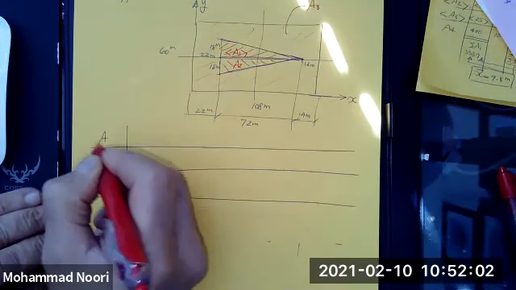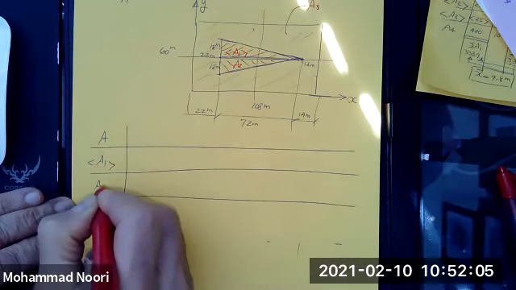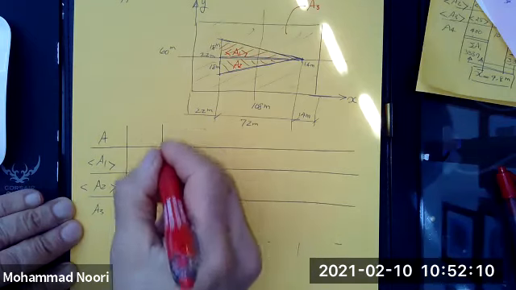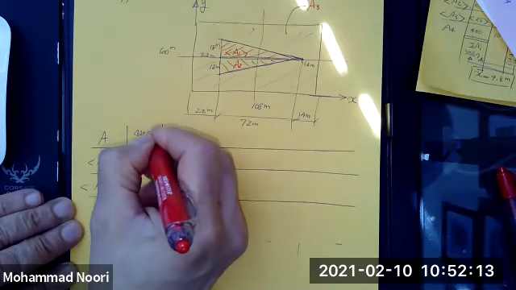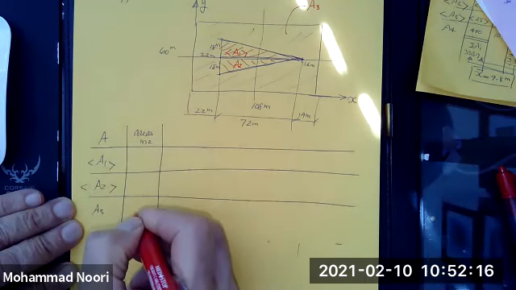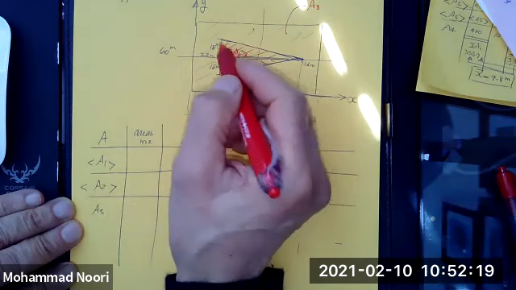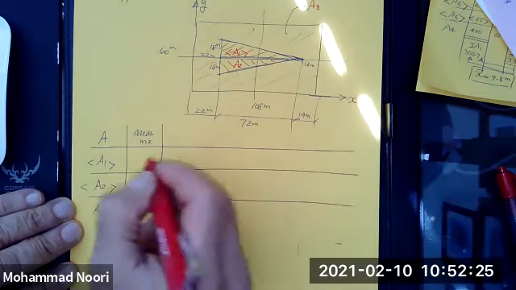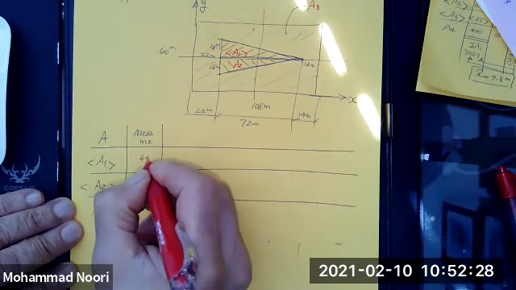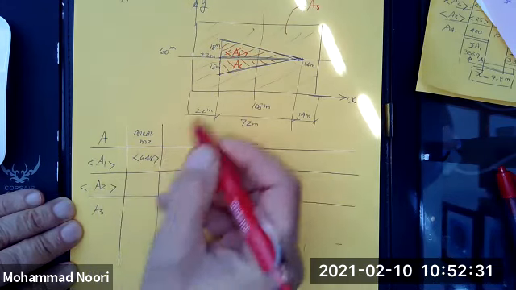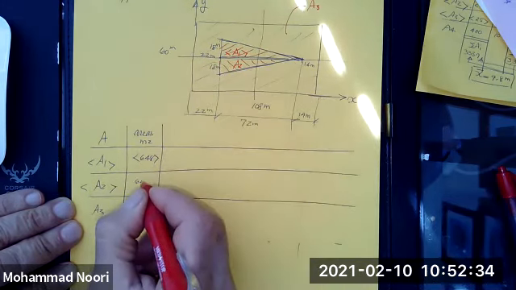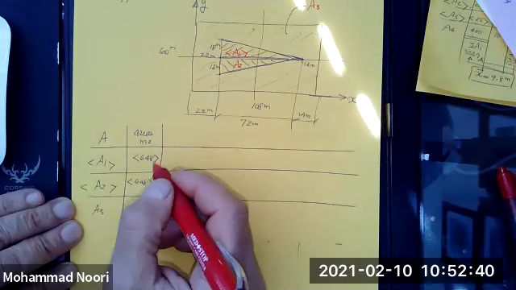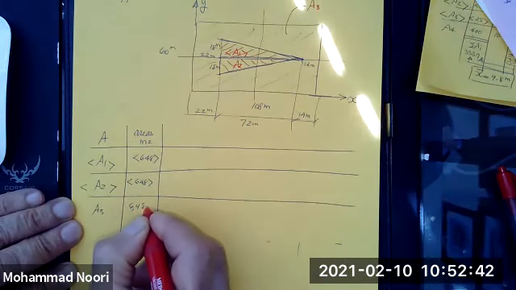You tabulate those areas: A1 negative, A2 negative, and A3 positive, right? Write their corresponding areas in this column. For area 1 it is 18 times 72 divided by 2, which is 648, a negative area, remember? Same thing for this one, 648. A3 is 108 times 60, which would be 6,480.